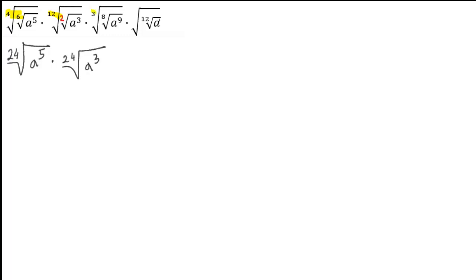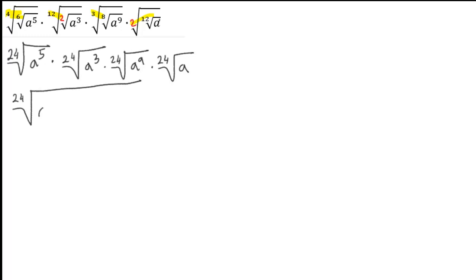The next one is 3 times 8 again. So it's an index of 24. So the 24th root of a to the 9th. And finally you have, again, no index. That means it's 2. 2 times 12 is 24. So that's the 24th root of a. Since we have the same radical, the same index, we could just write that it's a 24th root of, and then multiply a to the 5th times a to the 3rd times a to the 9th times a to the 1st.